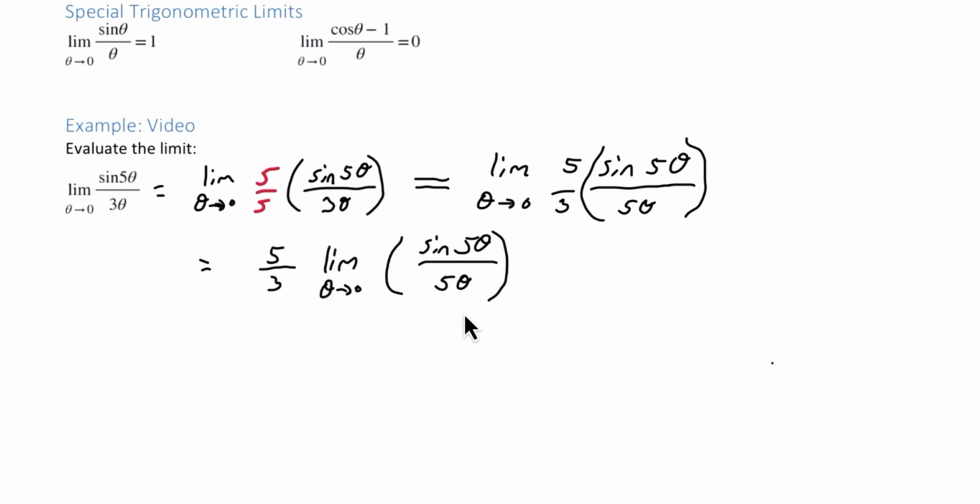This limit now is essentially what we had up here. Notice that the argument on the sine function is 5 theta. The denominator is also 5 theta. So this limit is going to go away to 1. So we have 5/3 times 1, which is 5/3.